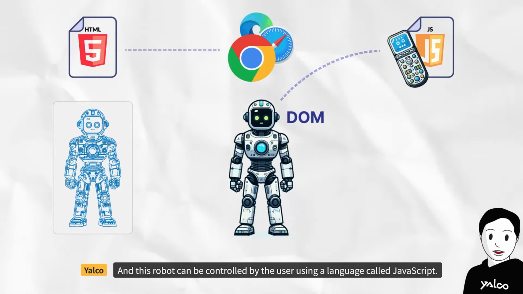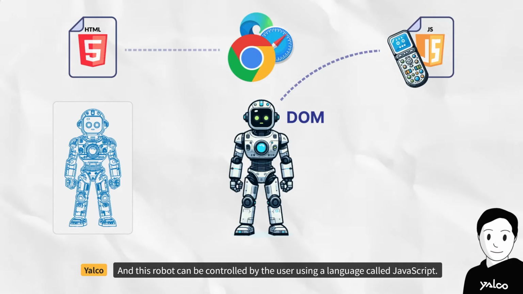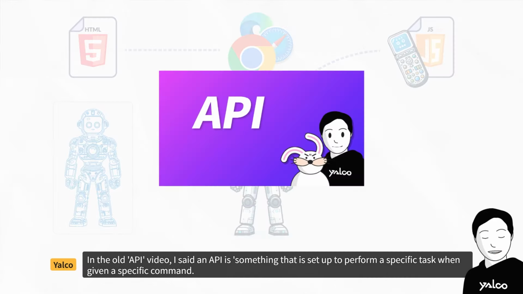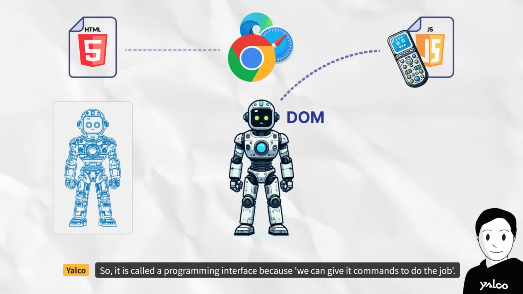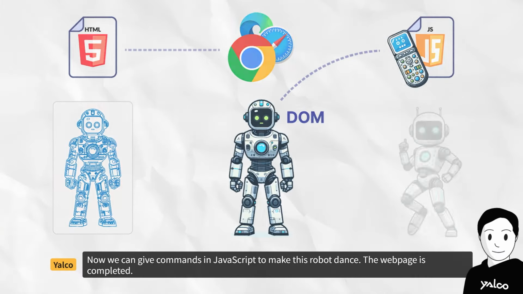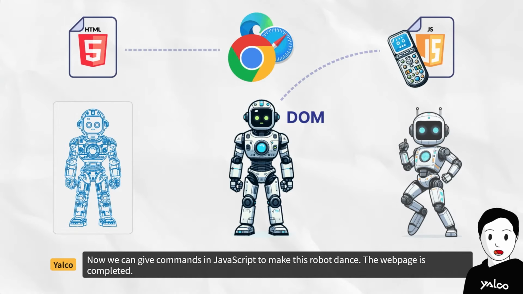And this robot can be controlled by the user using a language called JavaScript. In the old API video, I said an API is something that is set up to perform a specific task when given a specific command. So it is called a programming interface because we can give it commands to do the job. Now we can give commands in JavaScript to make this robot dance. The web page is completed.